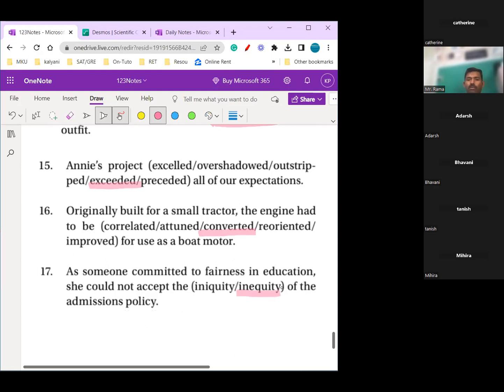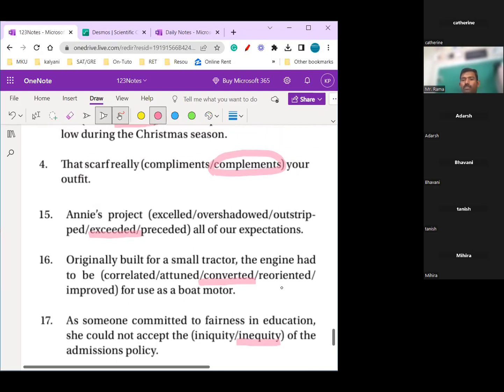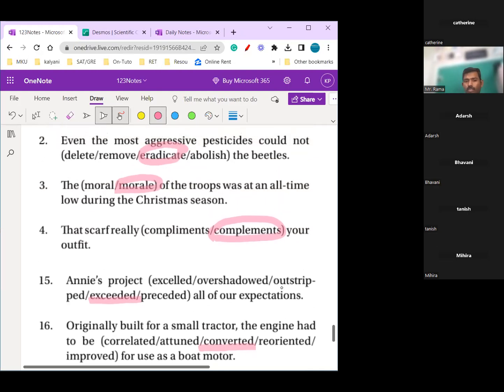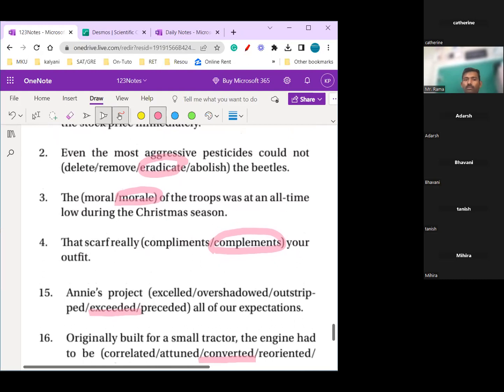Going back to one of the questions here, one of the students asked me which one is the best one, for example in question number 2. In question number 2, we can see that even the most aggressive pesticides could not delete, remove, eradicate, and abolish the beetles.